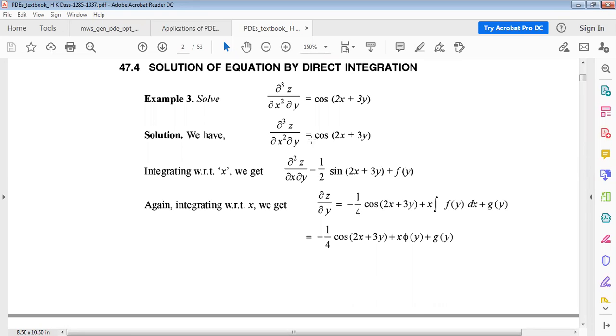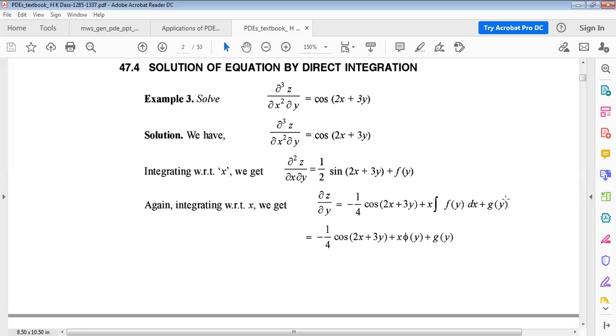Again integrating with respect to x, so del x will be cancelled. So this will be only del z del y. This will be a sine function, minus cos, again dividing by the coefficient of x. That means dividing by 2, we get 4 here. So f of y will be integration of x into f of y dx, and again integration.